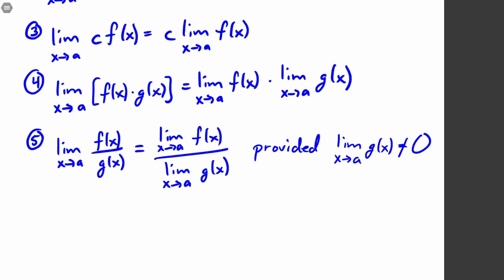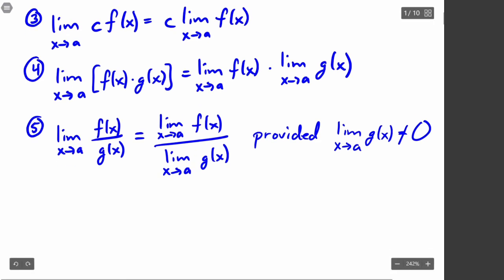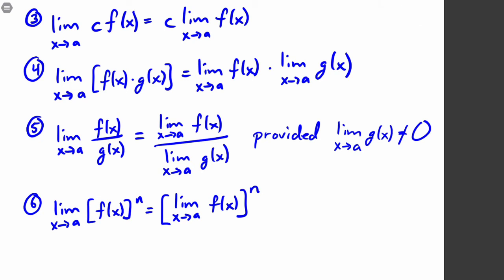So there's one more law here that's a consequence of number 4. Let me add this in as number 6. We'll say the limit as x goes to a of f of x to the nth power is, well, we can just do the limit as x goes to a of f of x, and we can do that to the nth power. This is true if n is a positive integer.